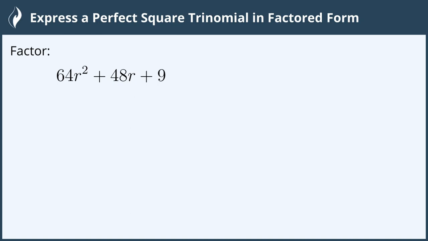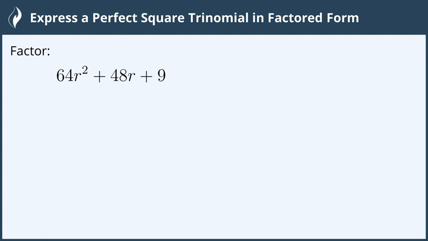Hi everyone! In this video we will express a perfect square trinomial in factored form. Factor 64r squared plus 48r plus 9. We were told that this is a perfect square trinomial, so we'll go ahead and factor it as such, but then we'll factor it again in case we didn't know it was a perfect square trinomial and work through the problem a second time. Let's go ahead and factor it as a perfect square trinomial because we were told such first.